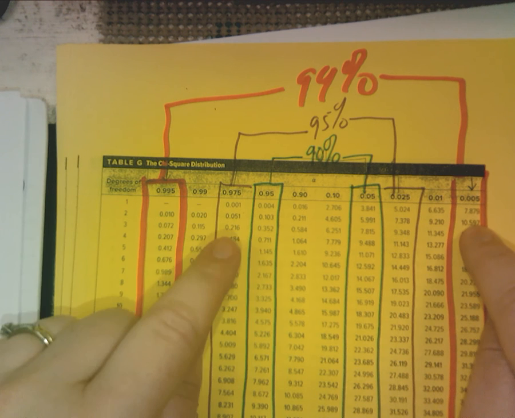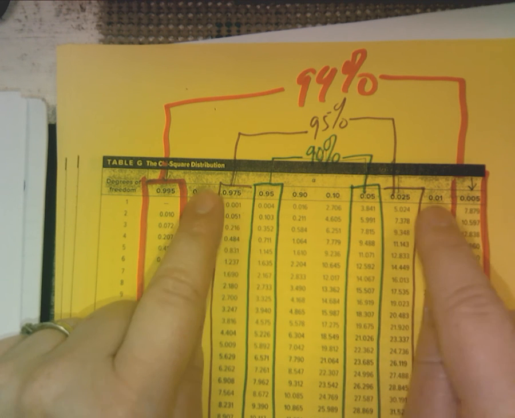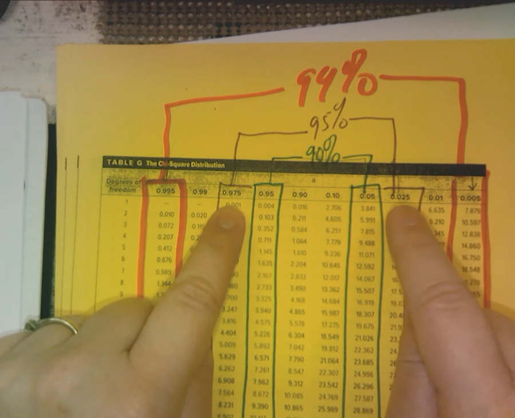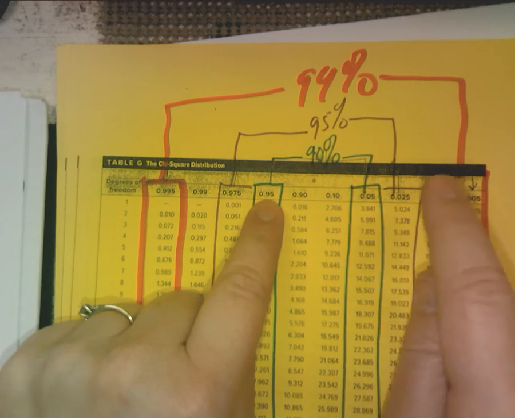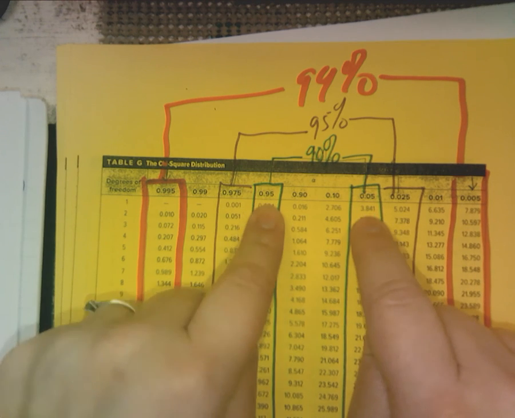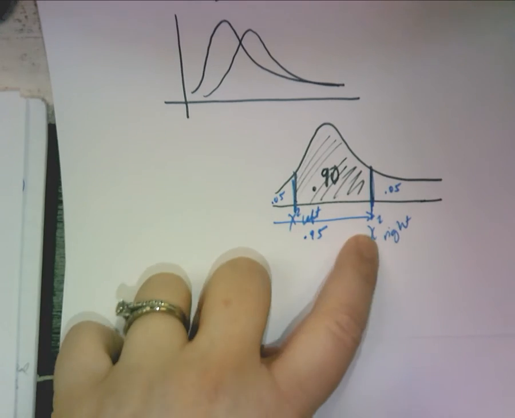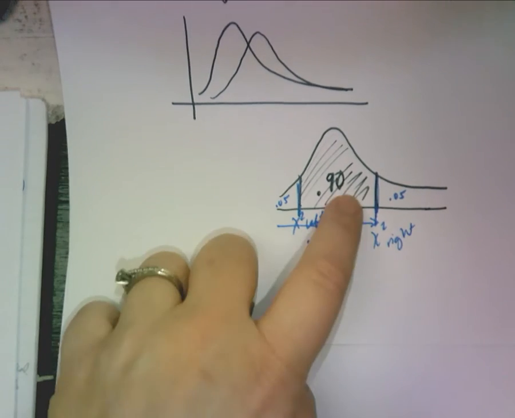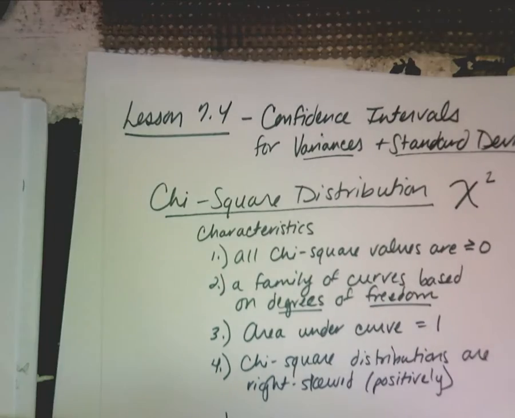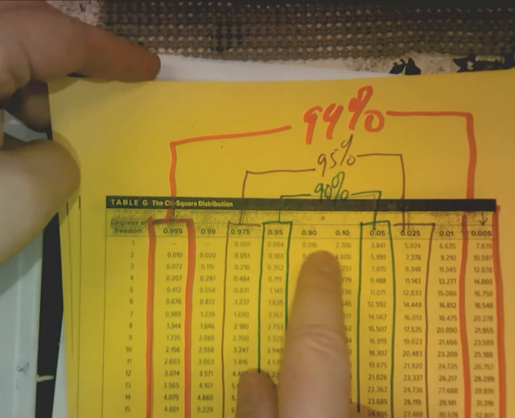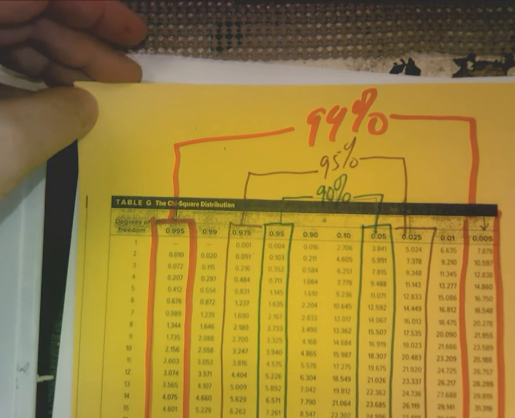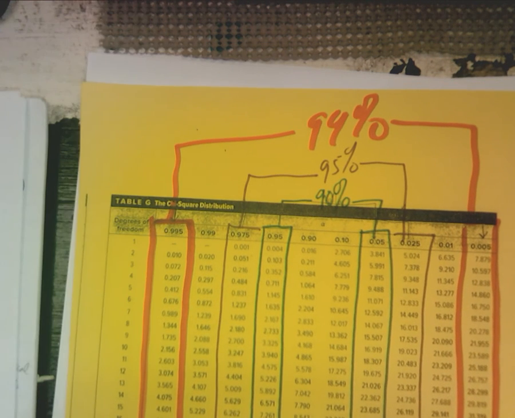If you want 95%, skip a row. 95% would be 0.975 to 0.025, and then 90% would be the 0.95 to 0.05. And that's because right here, look, you're actually going to 0.95 when you do 90%. I know it seems awkward because you're like, can't I just go to the 90% for 90%? No, we're doing a confidence interval, so we're doing the middle 90%.